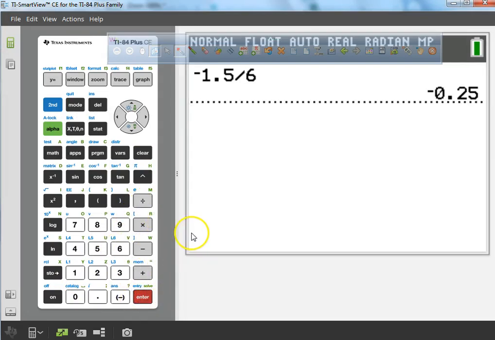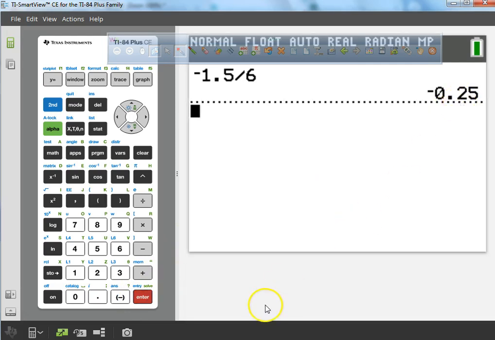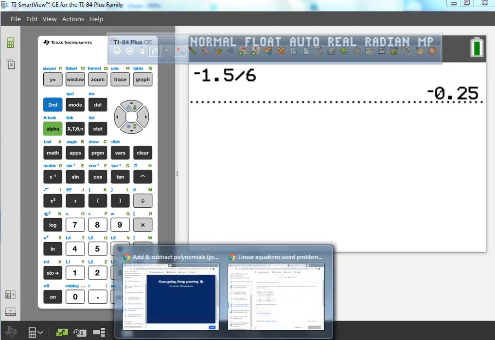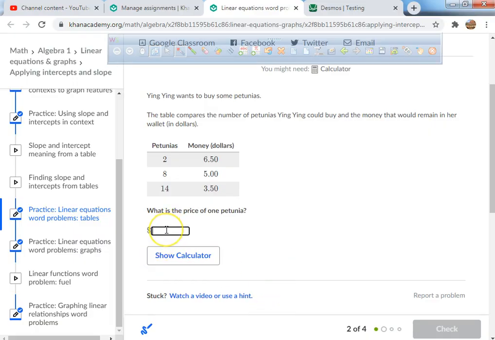So 25 cents. Each petunia, she's losing 25 cents per petunia. But you're not going to put negative 25 cents. You're just going to put 25 cents because that's the price of one. So why is the slope negative? Because the money is going down, but the cost of a petunia is just the cost of a petunia.